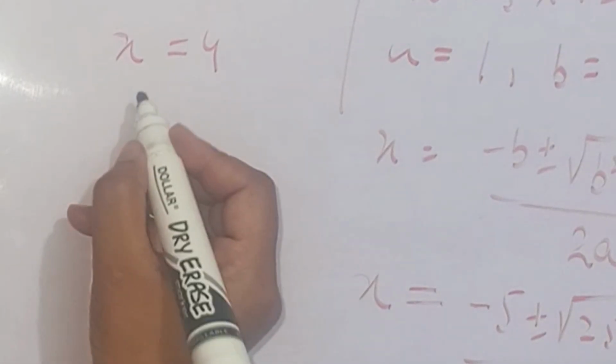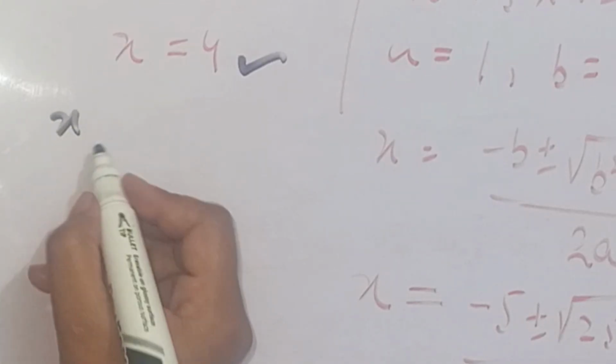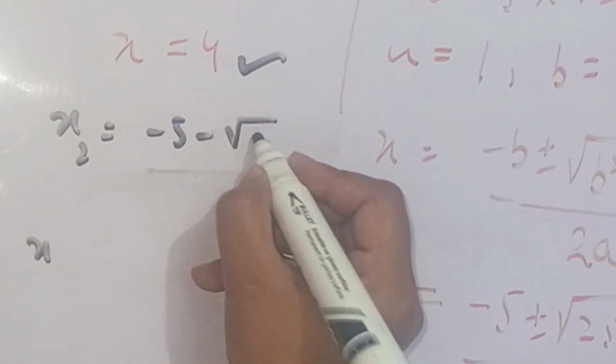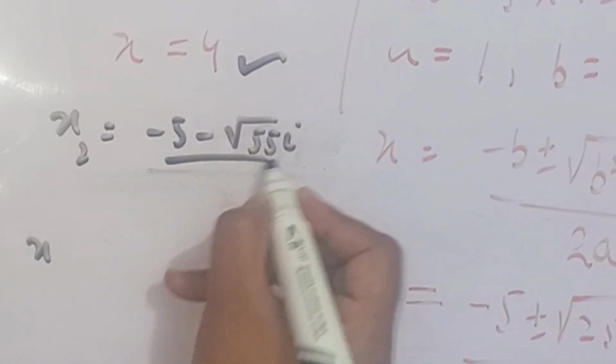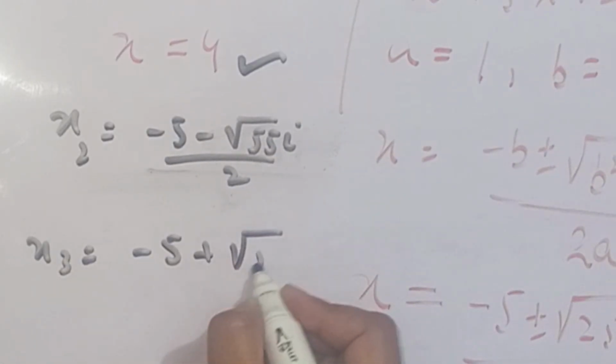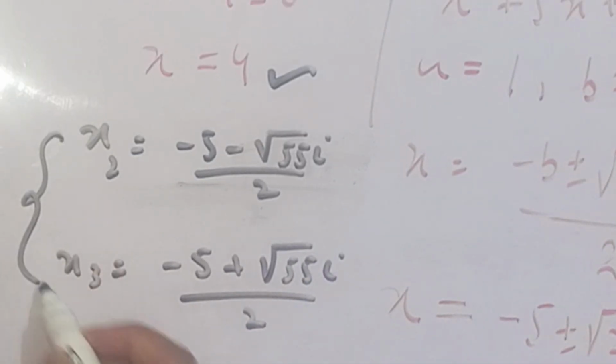We get three answers for x. The first one is this, and the second answer is negative 5 minus square root 55 iota over 2, and the third answer is negative 5 plus square root 55 iota over 2. These two answers are complex numbers, so they are rejected.